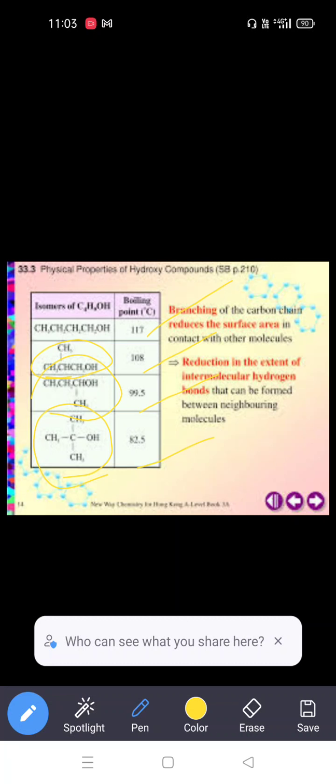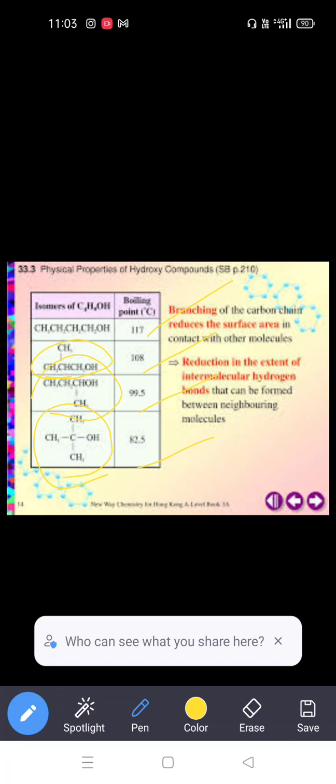Because the carbon chain branches increase, what is happening? The boiling points decrease. What is the reason behind this? The branching of the carbon chain reduces the surface area. It occupies less surface area, so there is less contact with other molecules. So that's why the boiling points decrease.